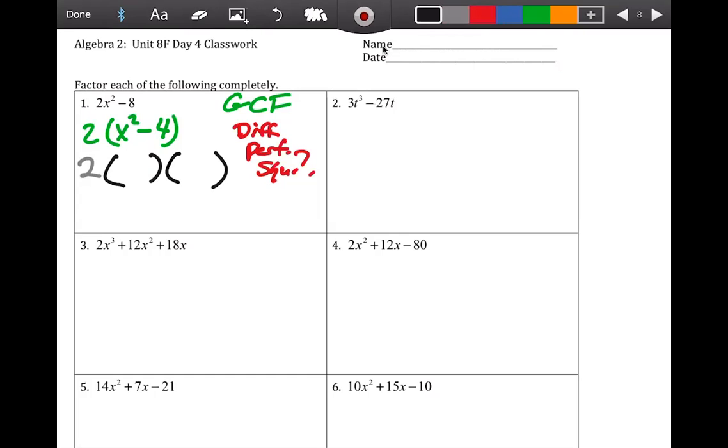So I take the square root of x squared, which is x, and the square root of 4, which is 2. And there's no middle term, so that means they have to cancel, which tells me I've got a plus and a minus. And that's it, because I can't factor anything in those parentheses anymore. There's no GCF, and they're not the difference of two perfect squares. All right. Questions or discussions on number 1?